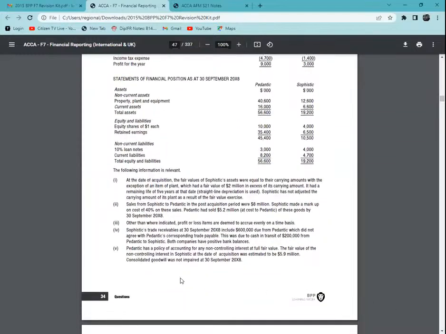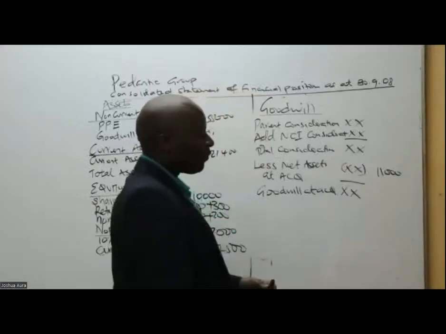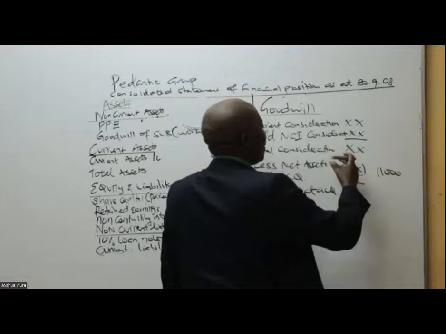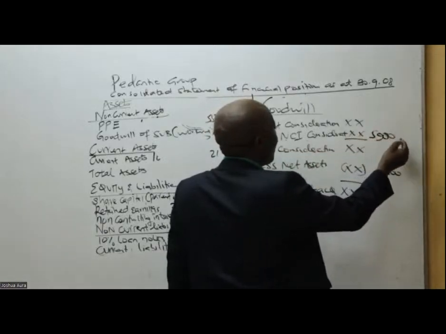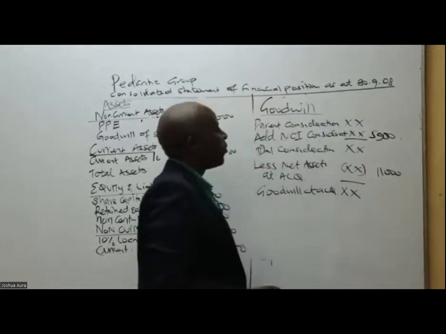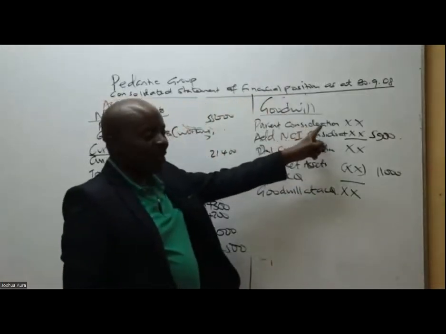NCI at this one here. The fair value of NCI is 5,900 at acquisition. So here the NCI consideration is 5,900. So I'm only looking for one parameter, which is the parent's consideration.